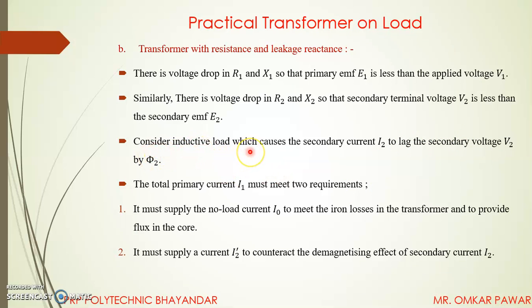So consider an inductive load, which causes the secondary current I2 to lag the secondary induced voltage V2 by phi 2. So the total primary current I1 must meet two requirements. First, it must supply the no load current I0 to meet the iron losses in the transformer and to provide flux in the core, and second, it must supply a current I2 dash to counteract the demagnetizing effect of the secondary current.